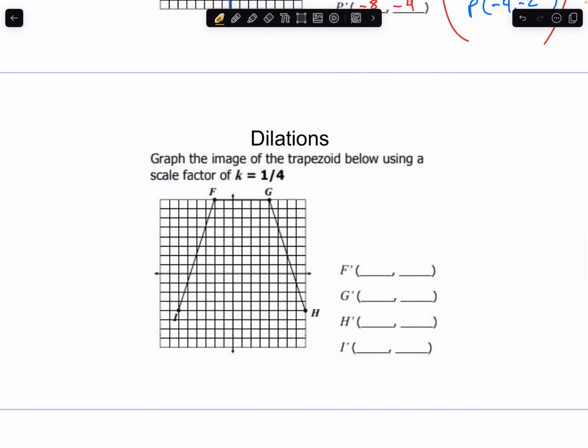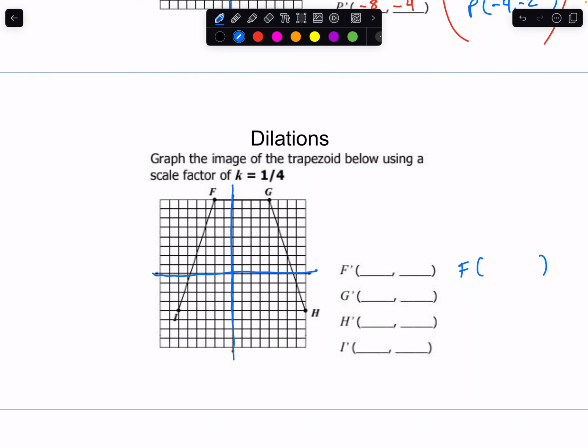Notice here how k is 1/4. Since that value is less than 1, I know this picture is going to reduce in size. This trapezoid, FGHI, is going to shrink to a smaller size, 4 times smaller actually.